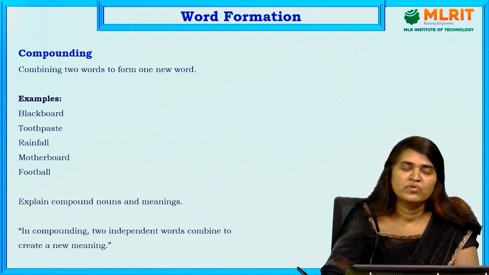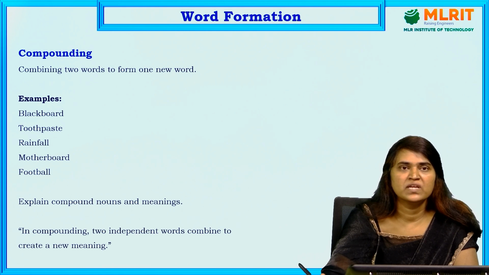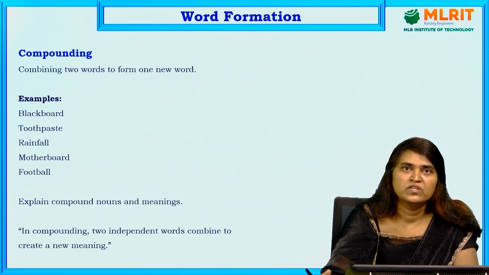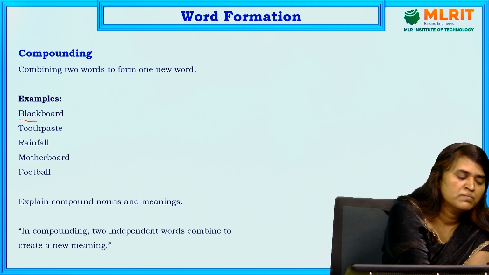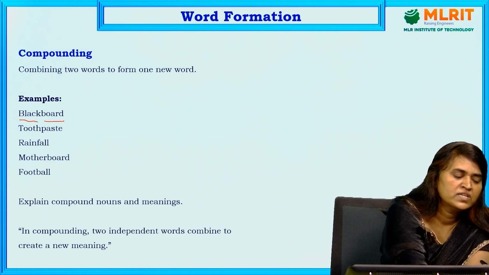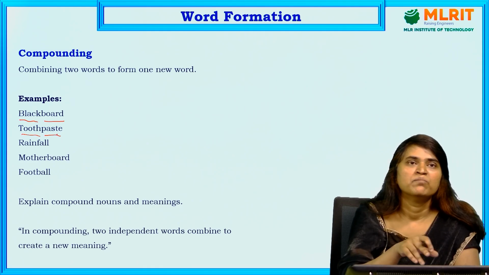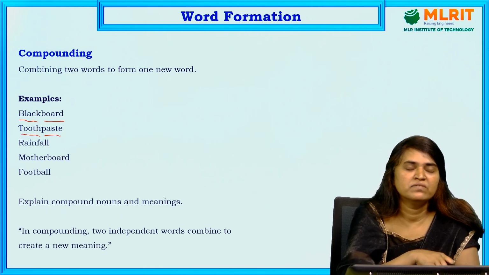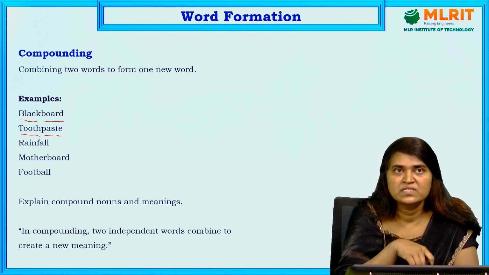So compounding. In compounding, two independent words combine to create a new word. So combining two words to form one new word is compounding. For example, black is one independent word and board is another independent word. Tooth is an independent word and paste is another independent word. By adding two independent words, we get new words. So this process is compounding.